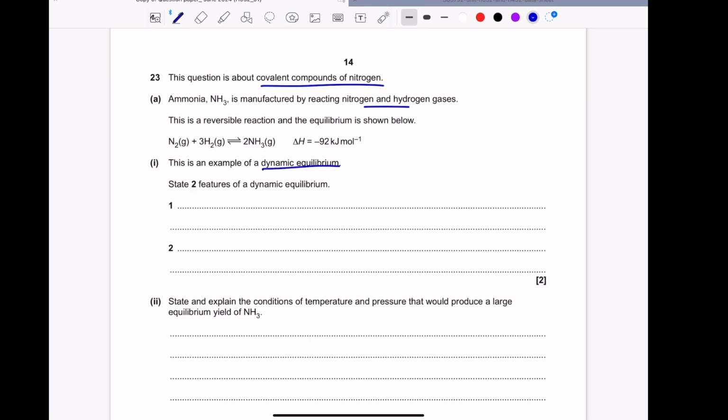State 2 features of a dynamic equilibrium. The rates of the forward and reverse reactions are the same or equal. The second thing is that this occurs in a closed system. That's another point: it occurs in a closed system.